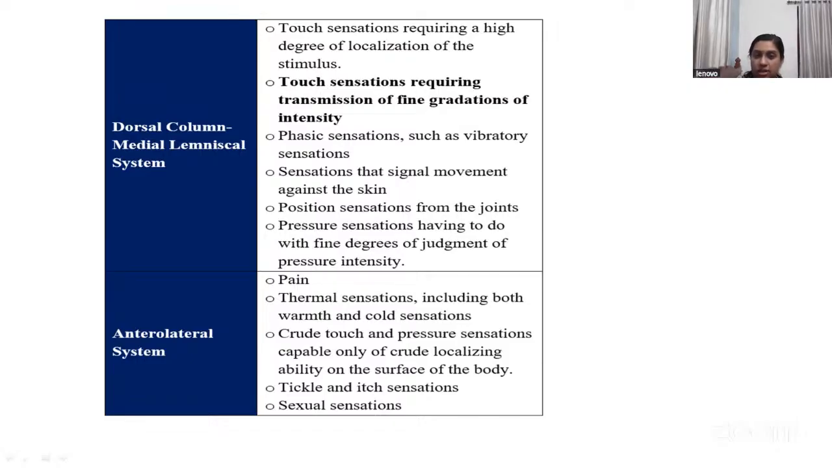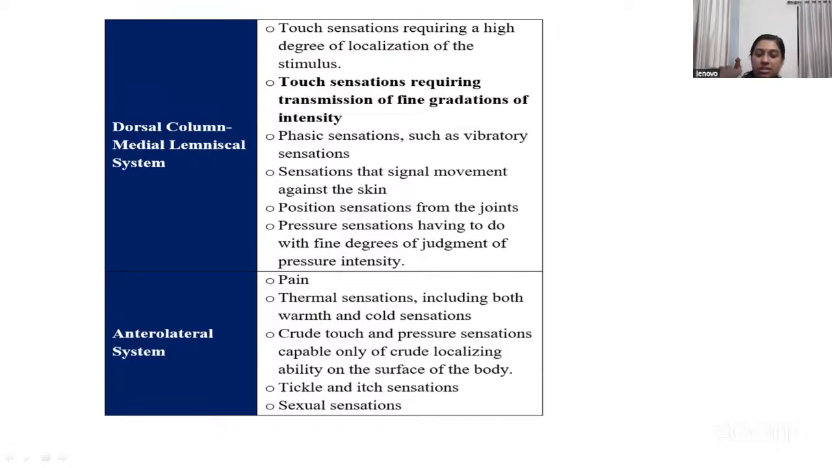the stimulus. Also, the touch sensations requiring fine gradations of intensity. These sensations are associated with the dorsal column or the medial lemniscal system. Lemniscal system means it's a part of white matter. Okay. And phasic sensations like vibratory sensations, signals of movement against skin, position sensations from the joints, at least the proprioceptive receptors, are usually associated with the dorsal column pathway. And pressure sensations have to do with fine degrees of judgment of pressure intensity.